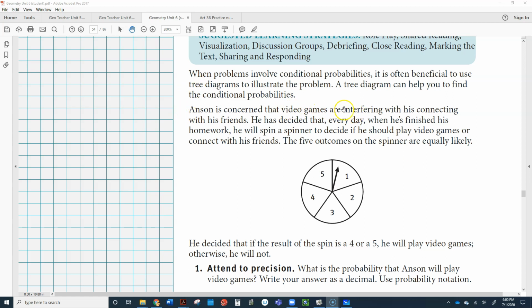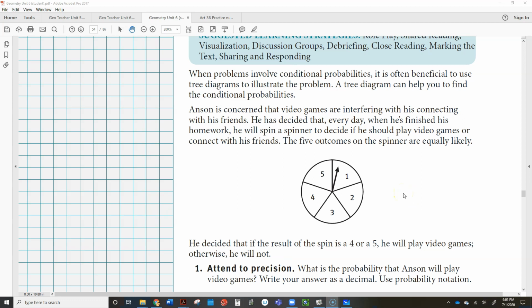Anson is concerned that playing video games is interfering with his connecting with his friends. He decided every day when he finishes homework, he's going to spin the spinner to decide whether or not he plays games or he tries to connect with his friends. Notice that he's finishing his homework first. The 5 outcomes on the spinner are equally likely. He's decided that if he spins either a 4 or 5, then he will play video games. Otherwise, he will not play video games.